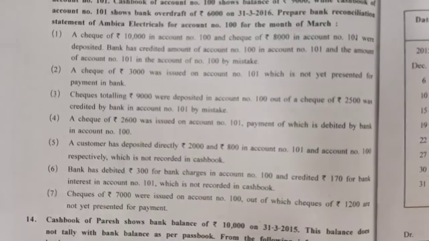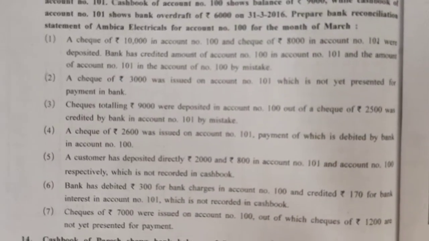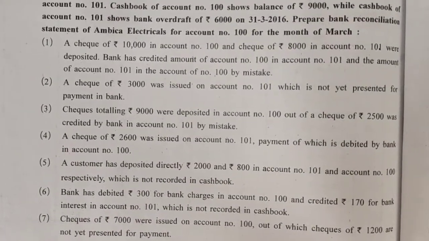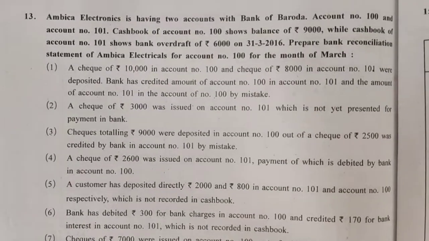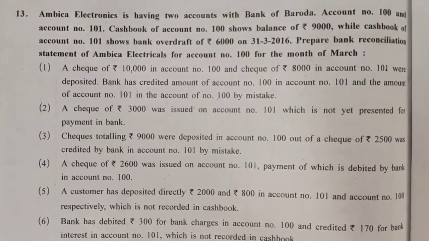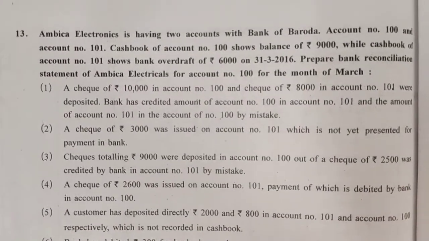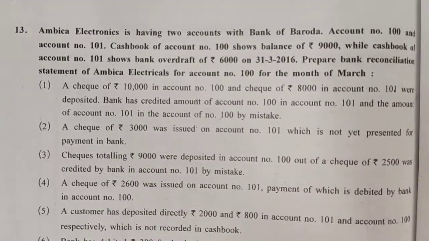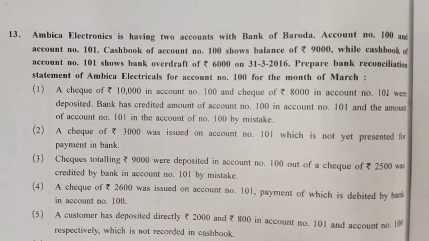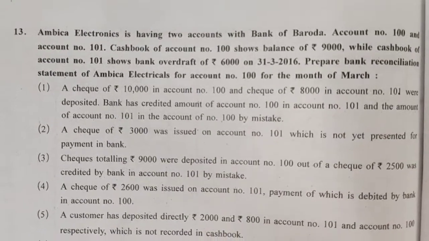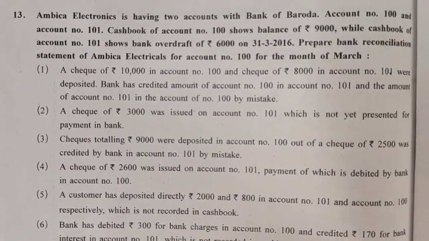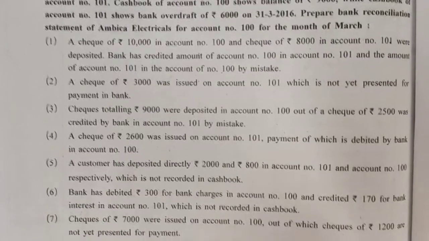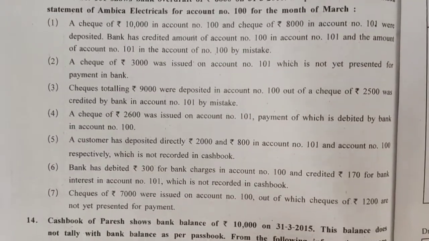Next, a check of rupees 3,000 was issued on account number 101, which is not yet presented for payment. So friends, this is a check issued but not presented for payment, but this is regarding 101 and we are making bank reconciliation statement for account number 100. So this is not going to affect our account number 100. So this will not come in bank reconciliation statement of account number 100. Okay. So let's move to the next one, which is the third one.